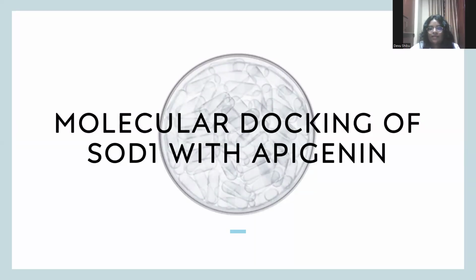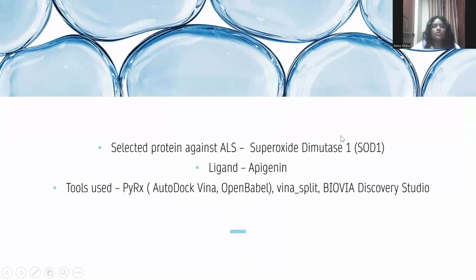Hello, today I'll be presenting my findings after doing the molecular docking of SOD1 with Apigenin. So the protein that I got was superoxide dismutase 1, SOD1, which is associated with the disease ALS. ALS is amyotrophic lateral sclerosis, which is a neurodegenerative disease.